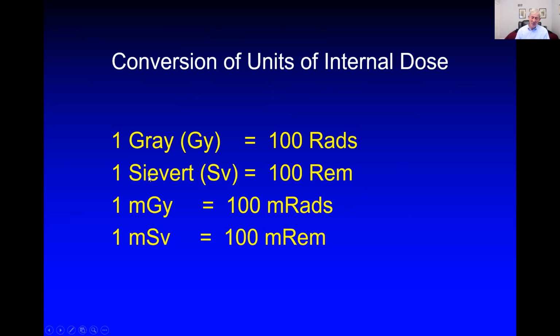A sievert is 100 rems. I'm going to concentrate on sieverts because that's the dose for humans, not for other objects, but for humans. So our dose would be sieverts, and a sievert is 100 rems. Therefore, a millisievert is 100 millirems. That is, the ratio will always be 100. So if we take the number of rems divided by 100, we come up with the number of sieverts.